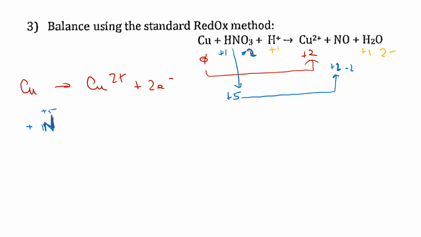You have to go from 5 plus to nitrogen with a plus 2 on it. You have to add 3 electrons. So from left to right, I gained 3 electrons for it to go from the plus 5 to plus 2. So that means that my nitrogen, in case you need to know, was reduced, and then my copper was oxidized.